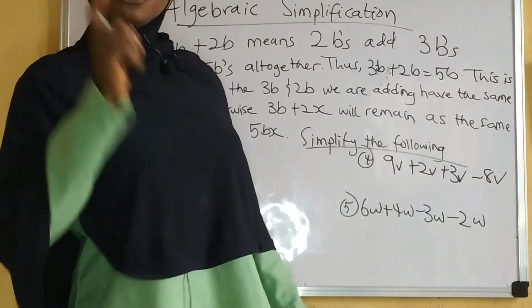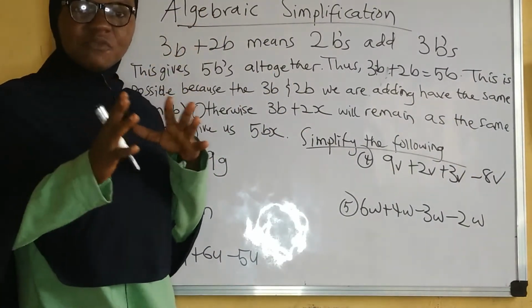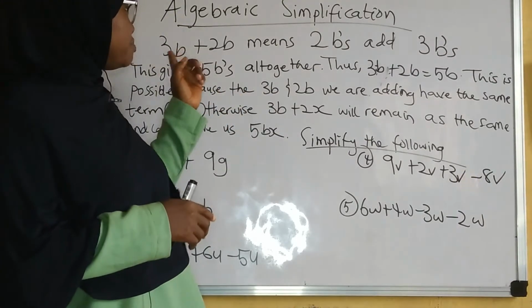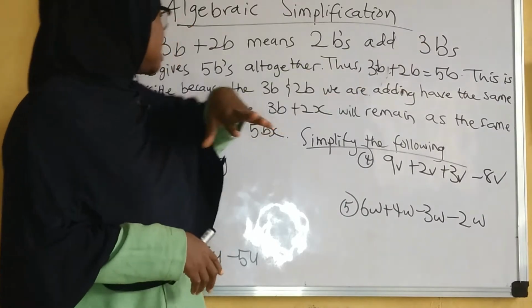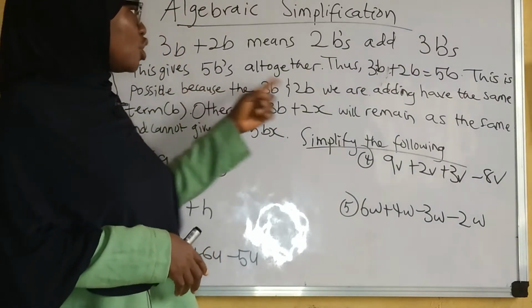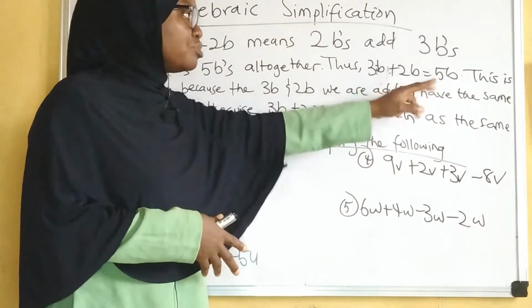All right, now let's delve into the video properly. Now the first question is, let's look at this analysis before you can solve the questions. 3b plus 2b means what? It means 2b's and 3b's. And this gives us 5b's altogether when we sum them, when we add them. Thus, 3b plus 2b equals to what?